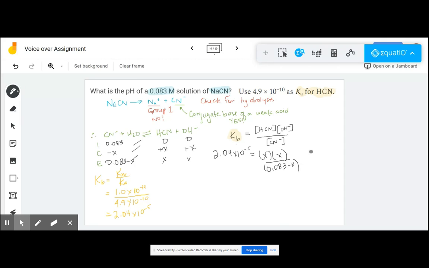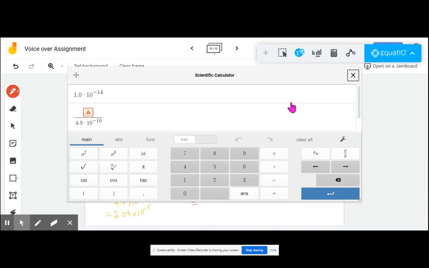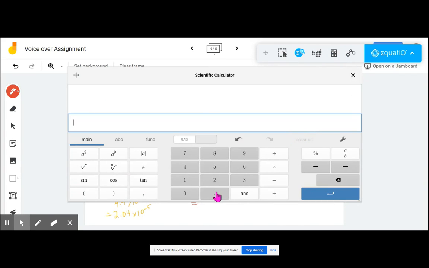Now it's harder to solve it this way because you have to use the quadratic formula and stuff. So you use the 100 rule to see whether or not you can take out the x on the denominator, and for the 100 rule you take 0.083 and divide it by the Kb, and if it is above 100, then you can take out the x from the denominator.